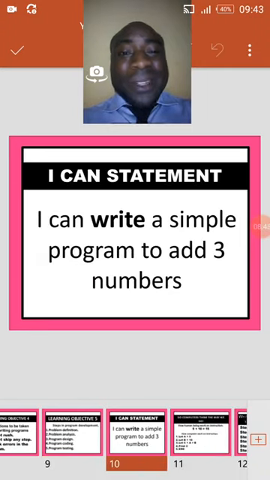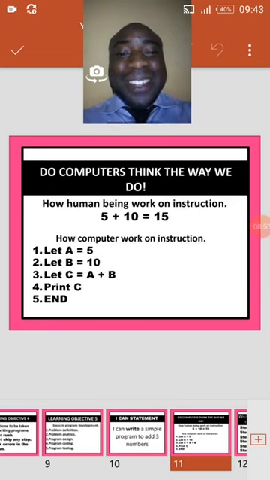Now, can you write a simple program to add 3 numbers so that we know maybe what we have been talking about, maybe you understand it or not? Alright. But before we do that, I would like to ask you this simple question. Do computers think the way we do? Alright, look at the board. We have 2 programs here. The one human being work on, and the one computer work on.